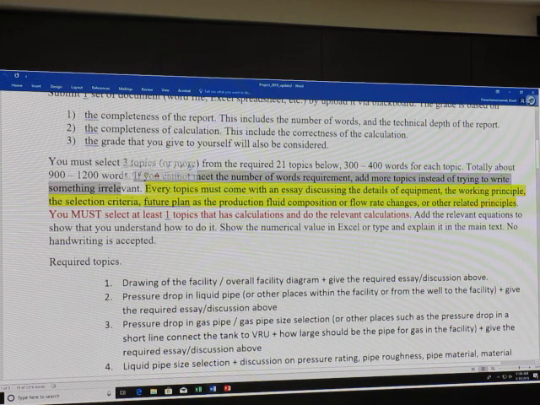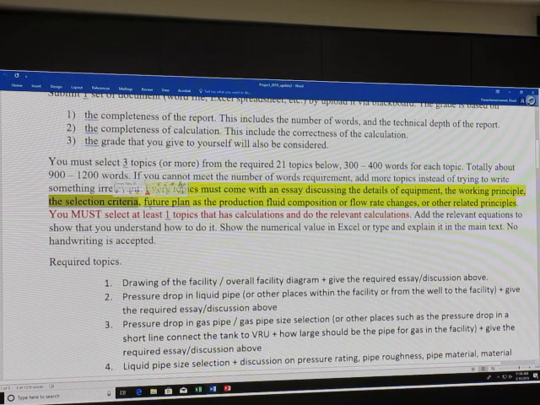Okay? Every topic must come with an essay discussing the details of equipment, working principle, the selection criteria, future plan as the production fluid, composition, flow rate changes, or other related principle. You must select at least one topic that has calculation and do the relevant calculation. So there are three topics. Maybe you have one topic that is calculation and another two that don't have any calculation, it's fine. Okay? Add relevant equation to show that you understand how to do it. Show numerical value in Excel or type and explain it in the main text. No handwriting is accepted.